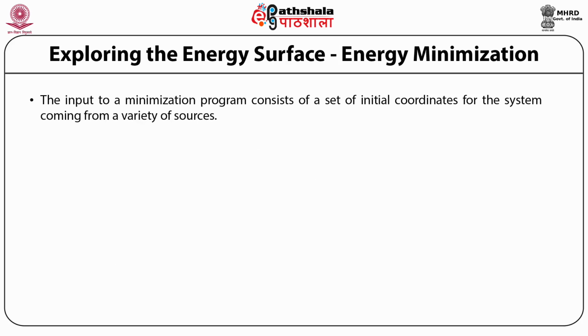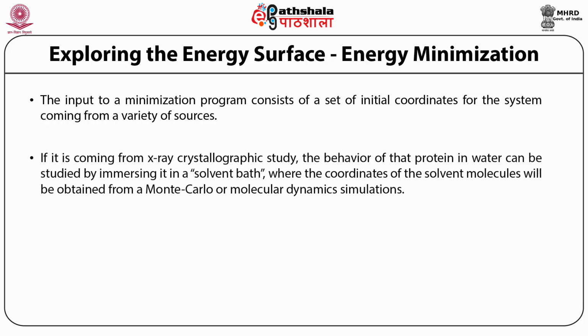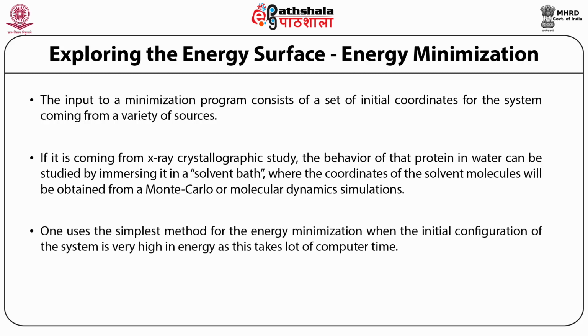The input to a minimization program consists of a set of initial coordinates for the system coming from a variety of sources. If it is coming from an X-ray crystallographic study, the behavior of that protein in water can be studied by immersing it in a solvent bath, where the coordinates of the solvent molecules will be obtained from a Monte Carlo or molecular dynamics simulation. The abbreviation is MC. One uses the simplest method for the energy minimization when the initial configuration of the system is very high in energy, as this takes a lot of computer time.